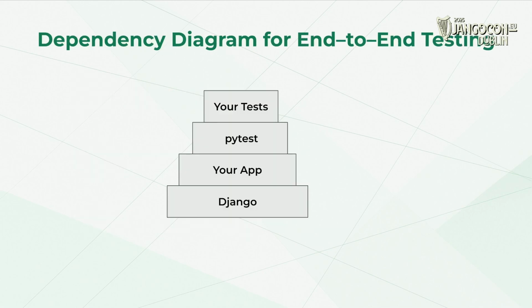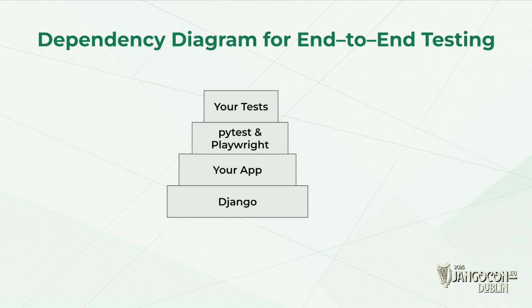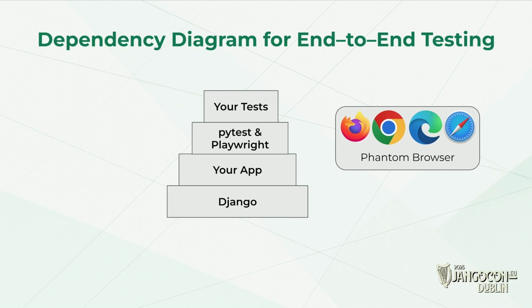There are a few things to consider when running end-to-end tests. On one side, you can access your Django application directly from inside the testing process. This has been shown on slide 8. Here we extend Pytest by Playwright. Then we add a headless phantom browser. This can be any of the big four.